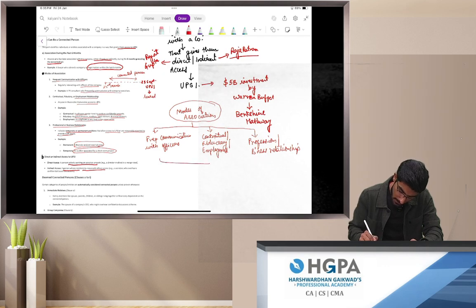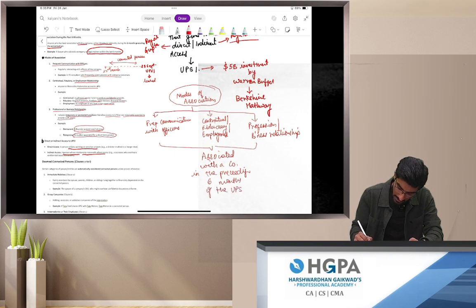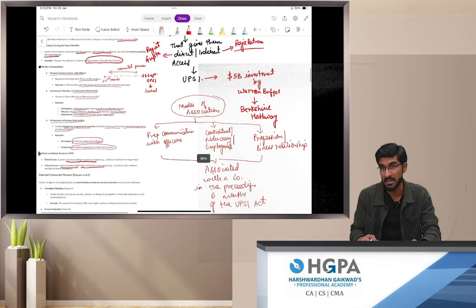If these people are associated with a company in the preceding 6 months of the UPSI Act, they will be called a connected person.